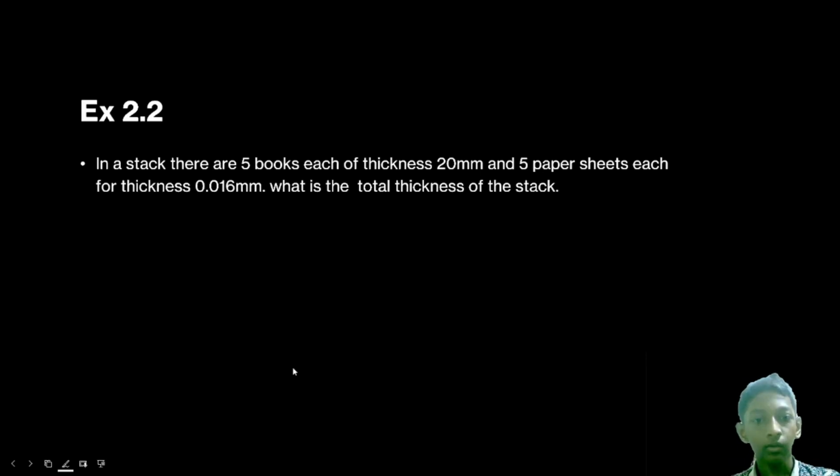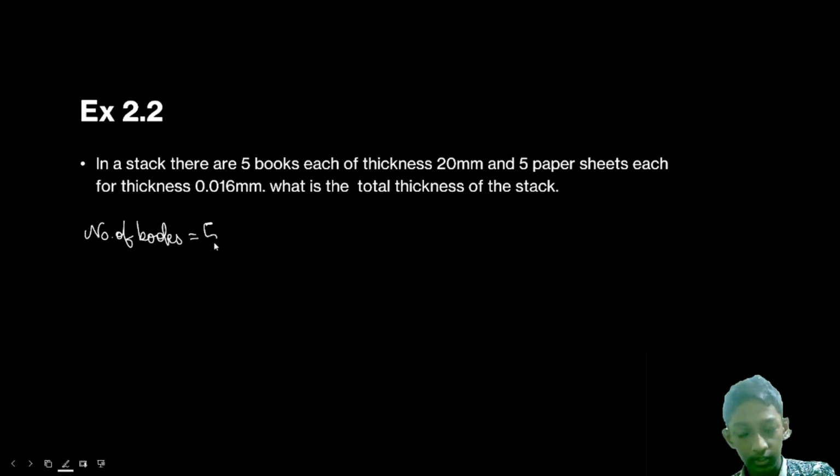To find the total thickness of the stack, we have to add the total thickness of the books and the total thickness of the sheets. Then we'll get the total thickness of the stack. So let's move on to the total thickness of the books. Let's note down how many books are there. The number of books is 5, and their thickness is equal to 20 millimeters.